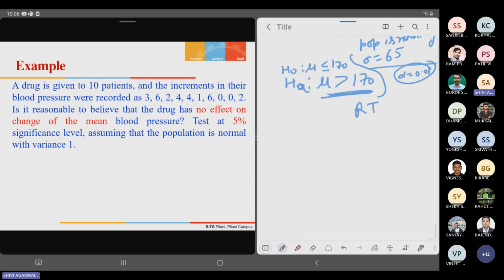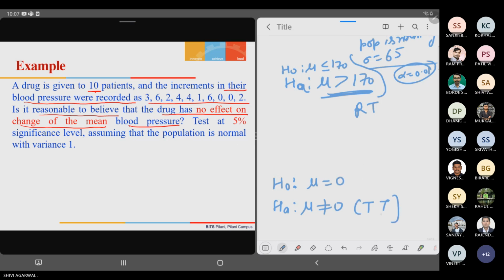Same question we will do when we complete it. Okay. A drug is given to 10 patients and the increments in their blood pressure were recorded like this. It is reasonable to believe that the drug has no effect on the change in mean blood pressure. So here, no change. So HA will be what? Mu is not equal to 0. No change, no effect. So mu is equal to 0. So it is what? Two-tailed.